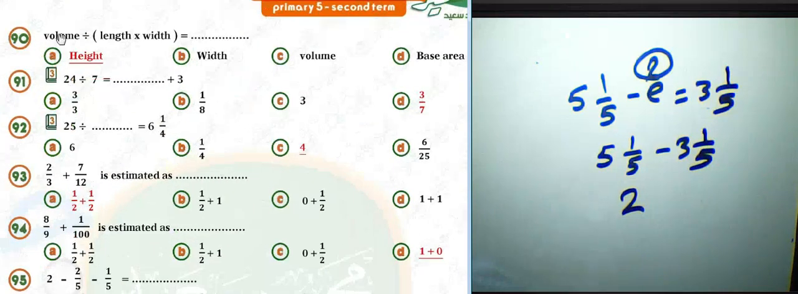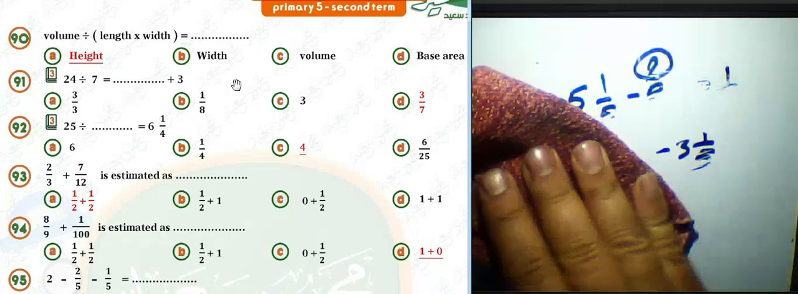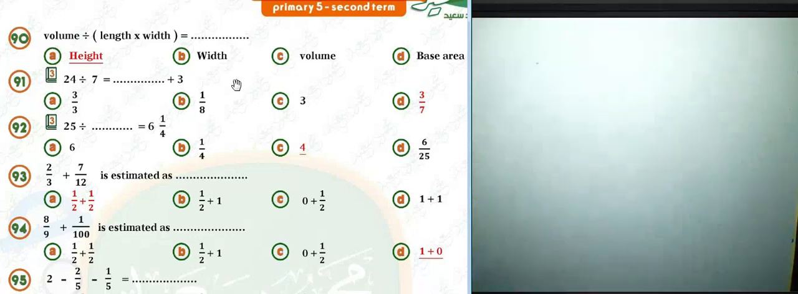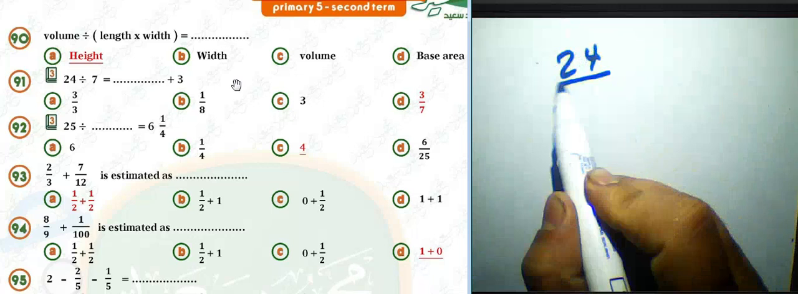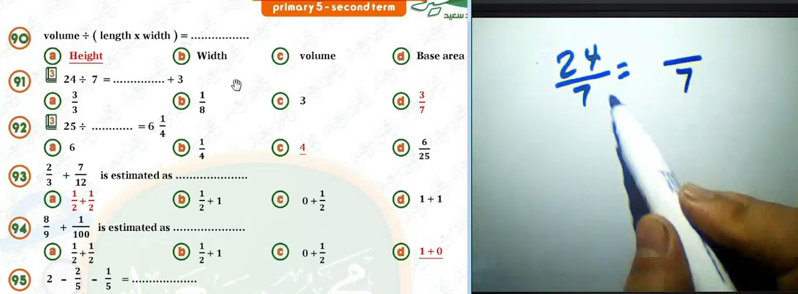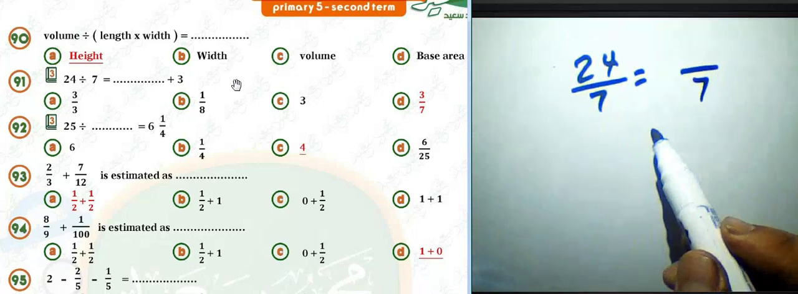Question 90. Volume divided by length times width is the area of the base. Base area, it will be height. 24 divided by 7 equals base plus 3. We can write it here. It means convert 24 over 7 from an improper fraction to a mixed number.